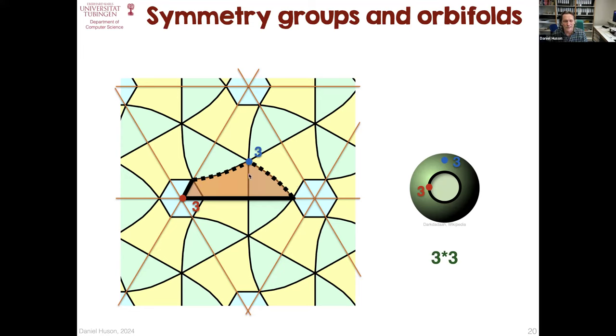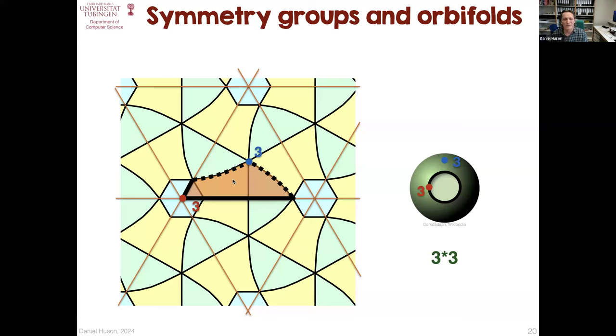So what's inside this orange region? That's a fundamental domain. This is the smallest region that you need to cover the whole tiling by applying symmetries to it, and you get the orbifold by identifying points along the boundary that can be mapped onto each other by some symmetry. There's a symmetry that rotates this dotted line onto this dotted line around here, and so they're equivalent.